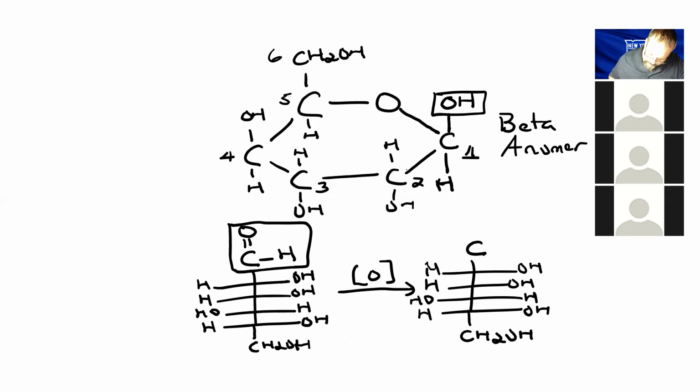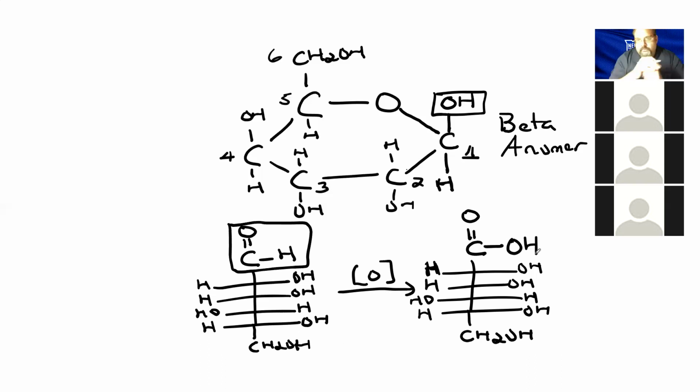But now, instead of having the C double bond O carbon connected to just H, for the carboxylic acid, the C double bond O carbon is going to be connected to what? OH. And that would be the structure of the product here.